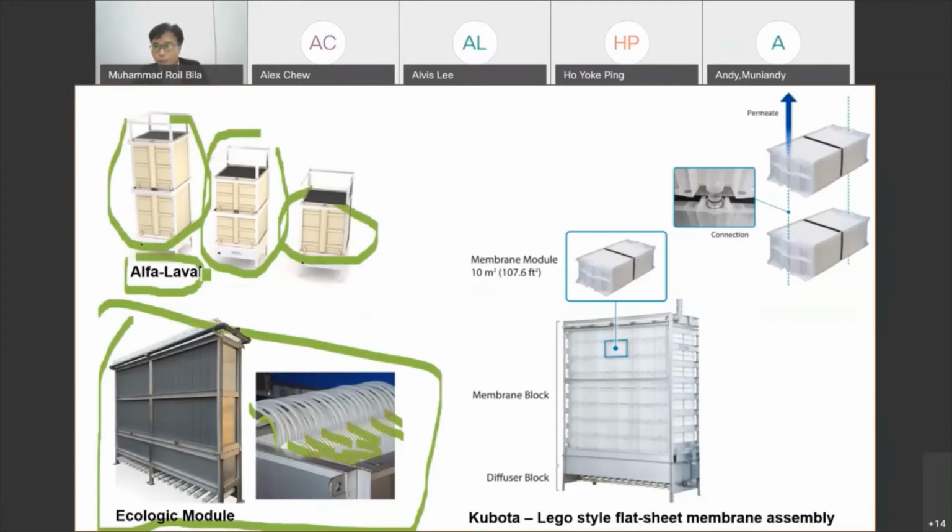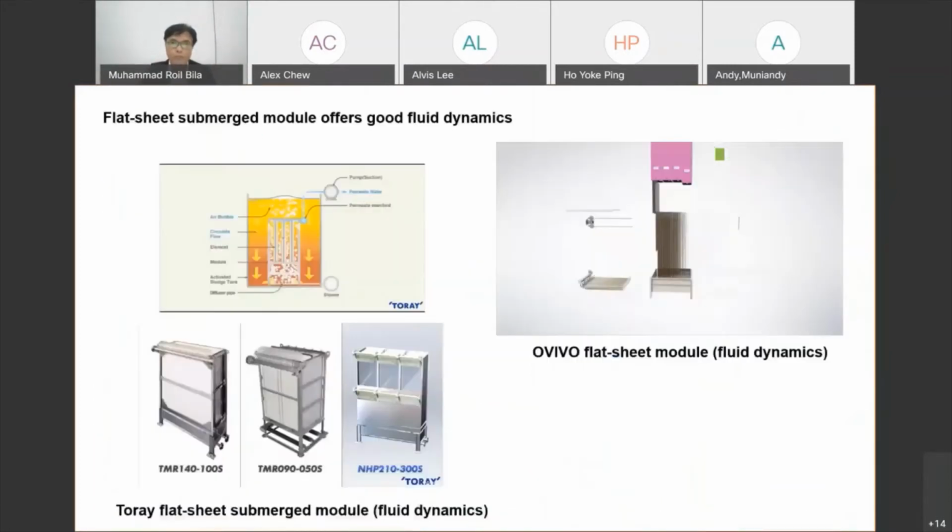I recently saw these models in action. Kubota installed one of the pilots in UTM. They have a Lego style of flat sheet membrane assembly, where you can easily install the membrane block by block, and it comes with interlocking. You see the interlocking here, so everything can be connected together and installed easily. So this is a quite new development of flat sheet membrane.